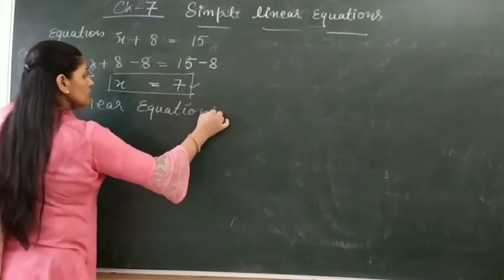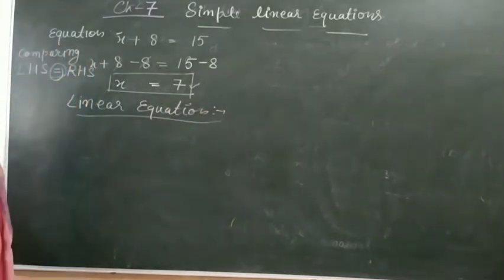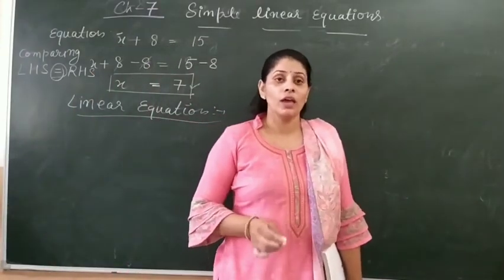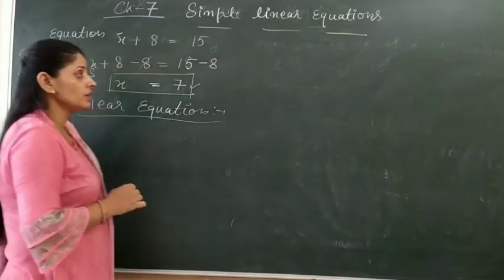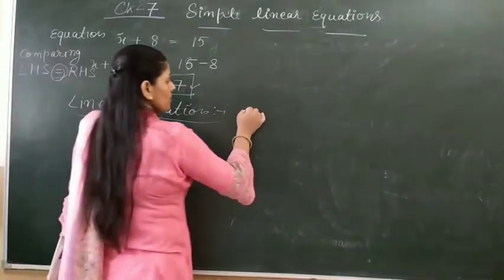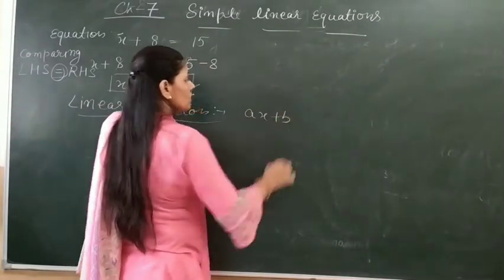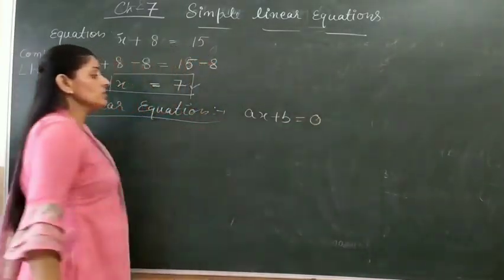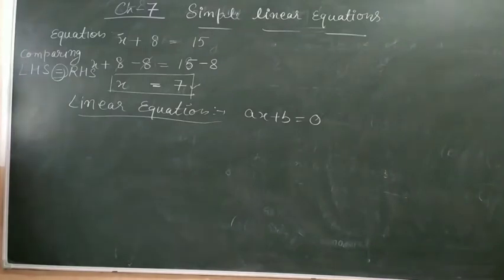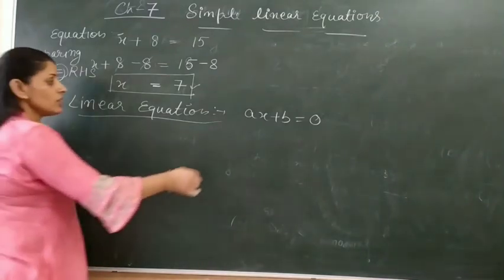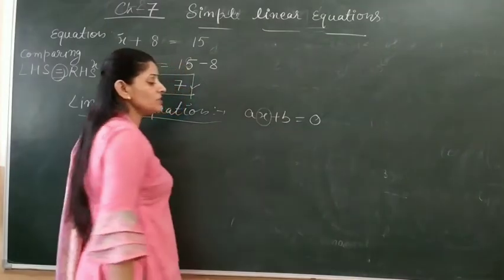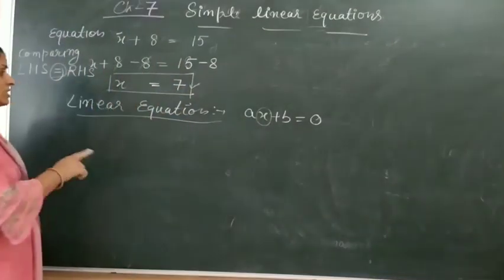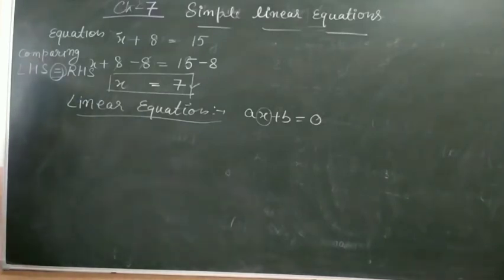Linear equation: in this equation, the highest power of the variable is 1, and that equation is called a linear equation. For example, the standard form of a linear equation is ax plus b is equal to 0. This is the linear equation in one variable, having the highest power of the variable x equal to 1 here. So this is called a linear equation.